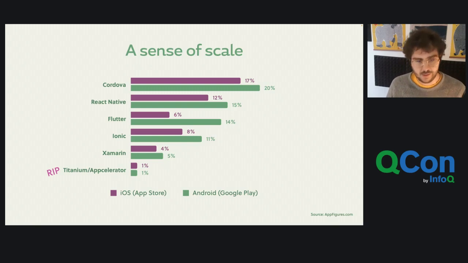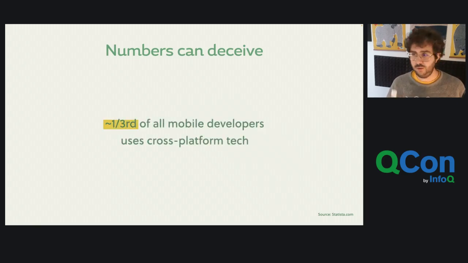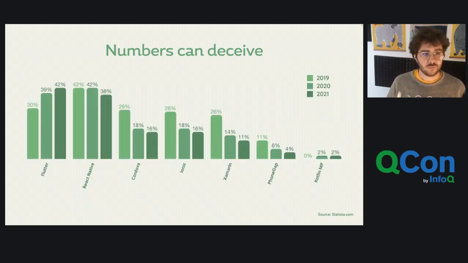Ionic and Xamarin are much lower still, and then there's other things like the recently obsoleted, abandoned Titanium/Accelerator framework. But those numbers are deceiving, because those numbers don't tell you that if you ask how many mobile developers are using cross-platform, it is about a third of them. So consider that when you're building a cross-platform team, you probably have to tap 2/3 less of the work market out there.